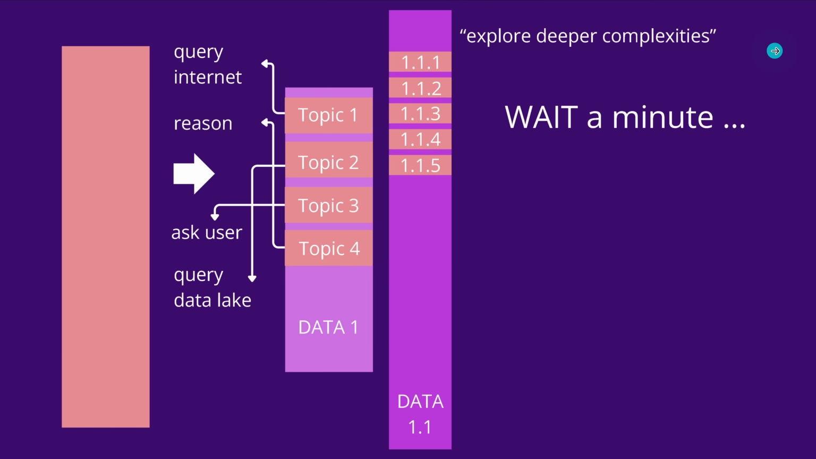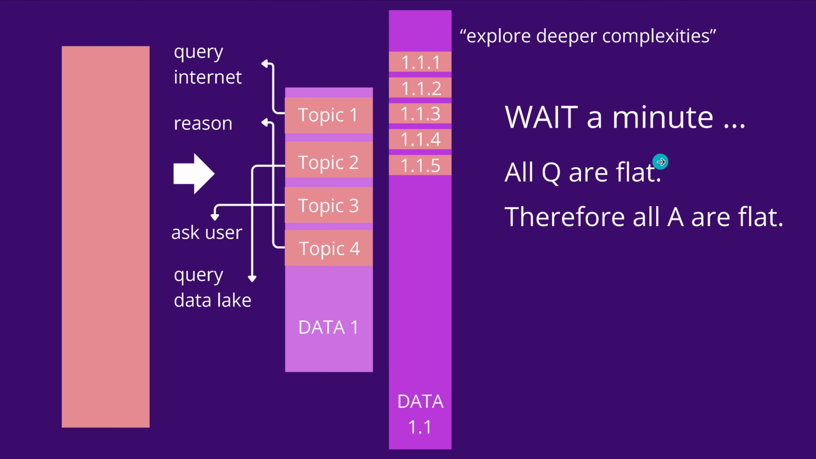And you say, hey, wait a minute. This is wrong. This image is completely wrong, because all questions are flat. You just query the internet and you get an answer. You don't get more data or more information. Life is easy. Come on. All questions are flat. One question, one simple answer. The LLM doesn't need to think at all or have more resources. And since all questions are flat, all the answers are also flat in their complexity. There are no deeper complexities. Come on, let's make it simple.